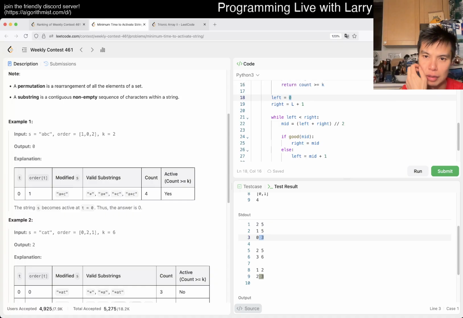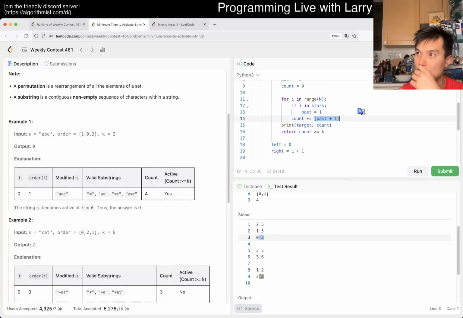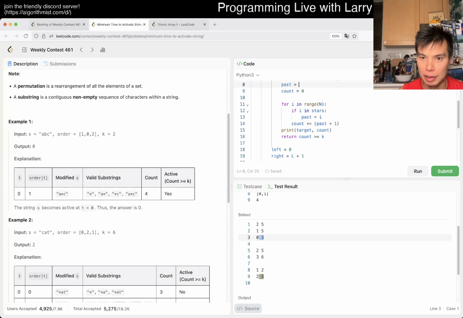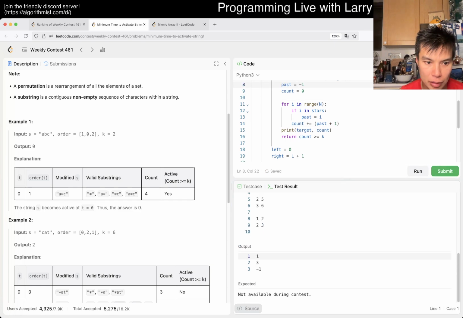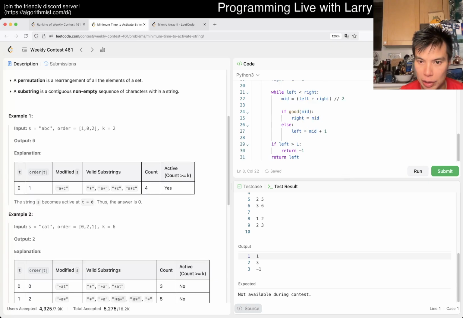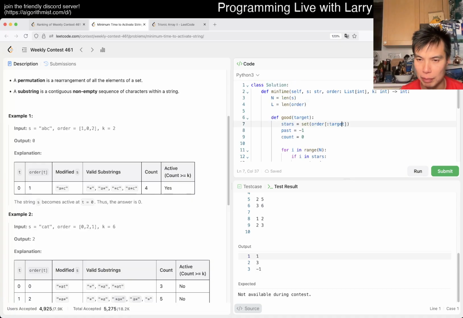That doesn't sound right either. Oh, because this is pass plus 1. But pass should be a -1 actually. Okay, so 1, 3, okay, so then now we want left -1. But then I think I'm off by 1 somewhere. I think it's roughly right, but it's not quite right. I think I just need to change this to target plus 1.